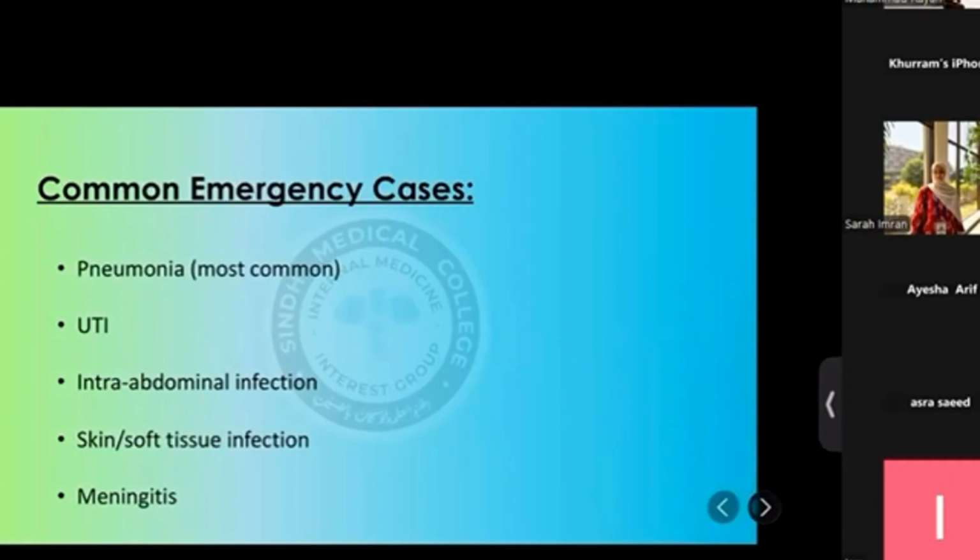Then intra-abdominal infections: spontaneous bacterial peritonitis, cholecystitis, and liver abscesses, if not treated or not detected early, can lead towards sepsis and even septic shock. Skin and soft tissue infections such as cellulitis, if not treated in the initial stages, eventually bring the patient to the emergency in a whole septic situation, because the cellulitis has grown so much that it results in sepsis and septic shock.